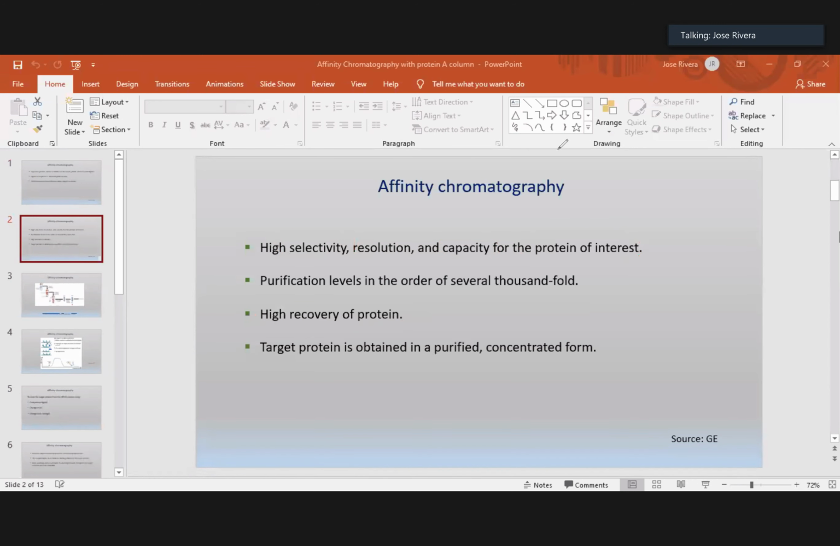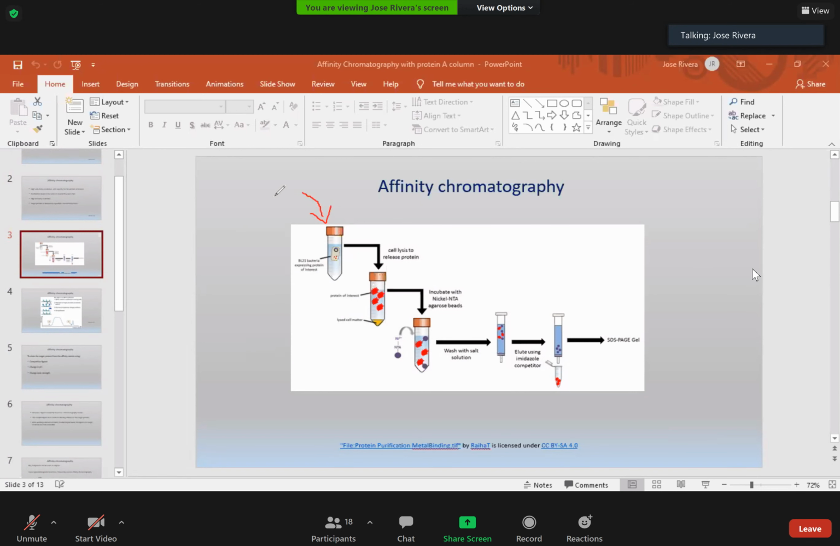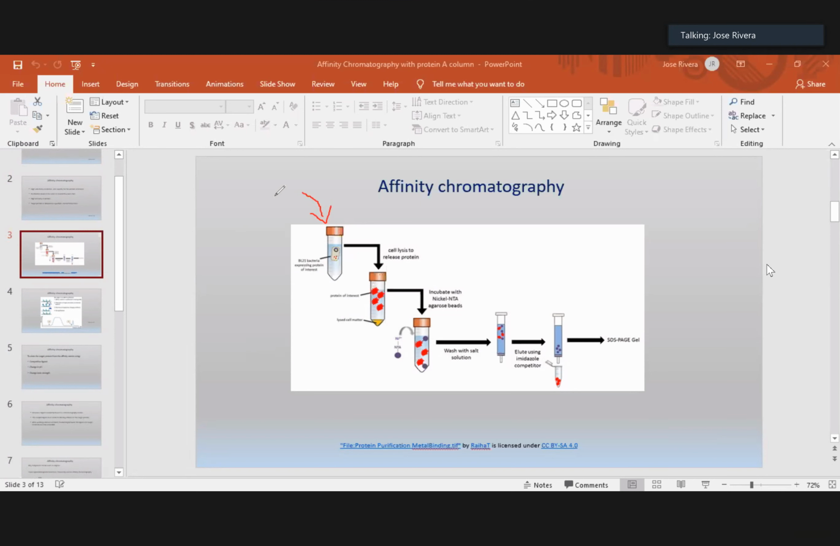Okay, so this is a very good, very useful technique, and it is done in a lot of protein labs. This shows you the steps that you do. In this case, they use bacteria to make protein. So you clone the gene of interest into E. coli, and E. coli makes an excess amount of your protein. You stimulate your bacteria to make your protein.